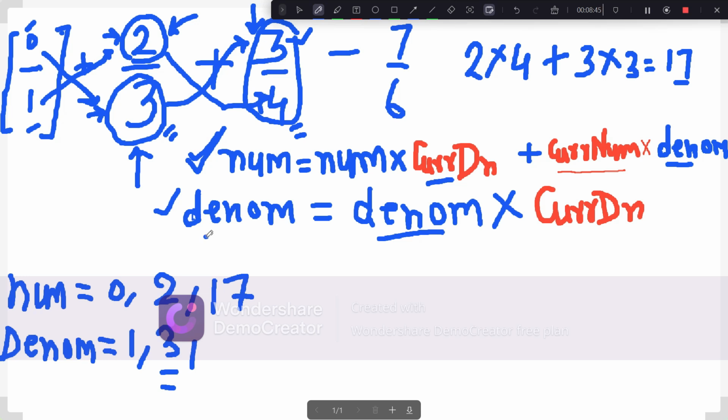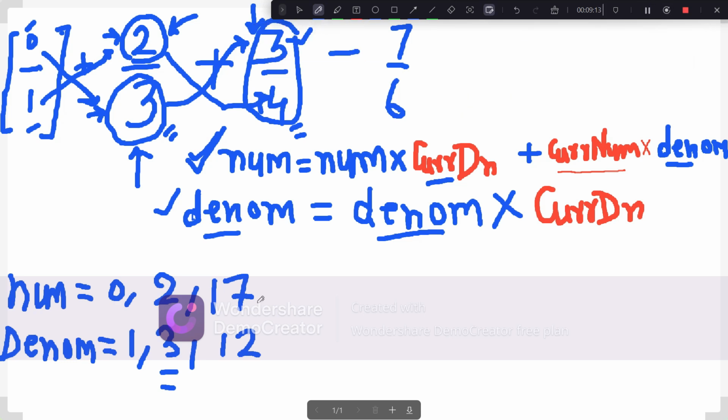Now come to the denominator. So denominator would be what? Current denominator is 3. Previous, yeah, this previous is 3, and the new current denominator value is 4. So 3 into 4. This would be 12, right? So our new value would be 12 here. Now we have this thing 7 and 6, right? So we will proceed with this one.